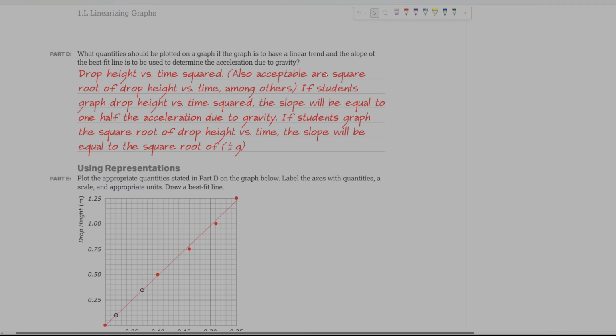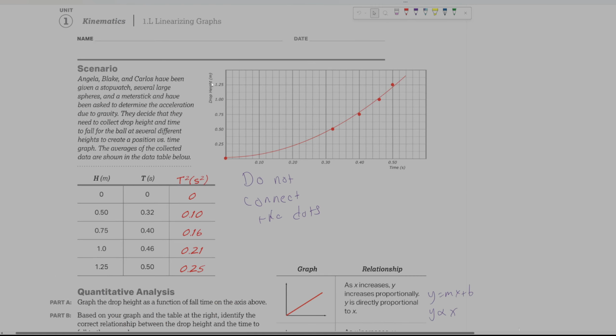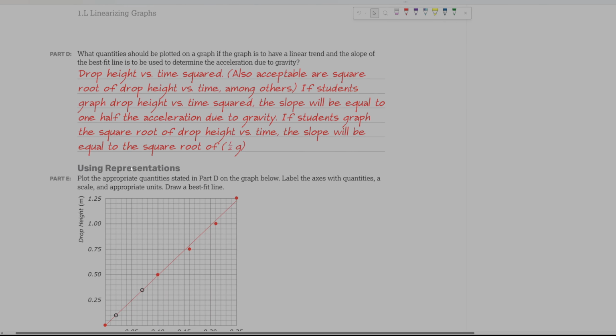Now, I don't know why you would choose the square root of drop height, because then you're going to be dealing with the square root of a meter, and that just makes things a little bit awkward. I mean, what is the square root of a meter? I don't know. It mathematically will work out the same, but you're making it a little bit weird for yourself. So I think it's easier to square a unit. It also doesn't make sense, but it makes a little bit more sense than a square root of a unit. So that's up to you.